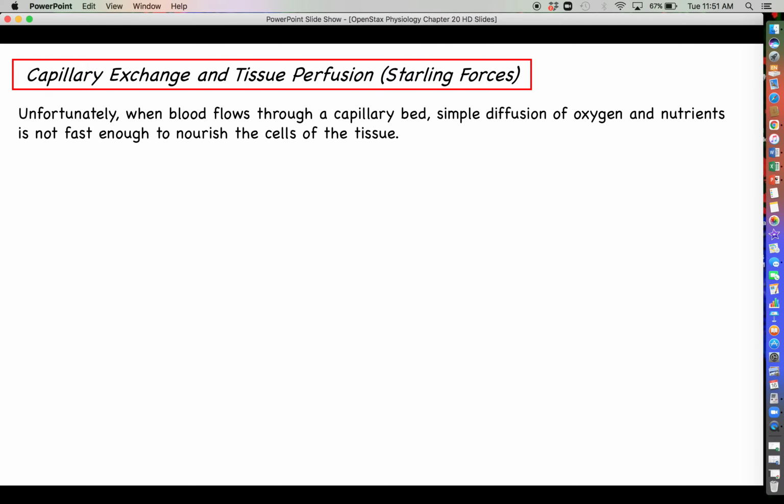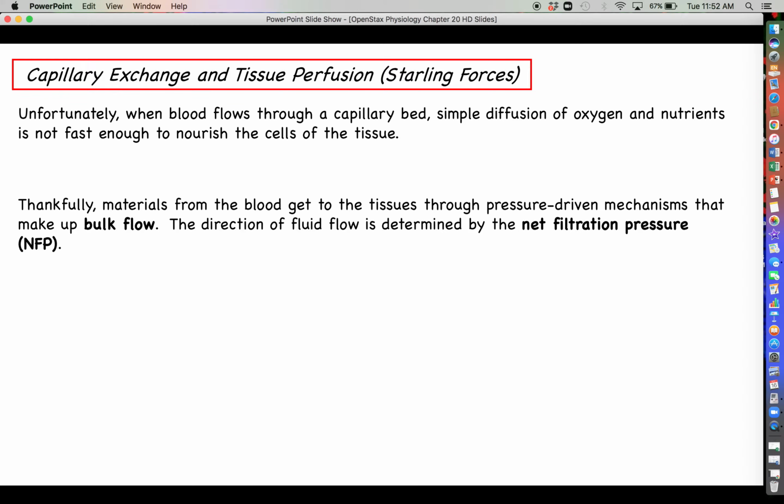It's not fast enough. Simple diffusion is a very, very slow and fairly random process, even when you have a concentration gradient. So the point here is that even though blood flow is going to slow down when you get to the capillary beds, it's not enough to rely on simple diffusion with concentration gradients. We need some other force to pull molecules from the blood into the interstitial fluid. So this is going to be where we introduce that force, which is called bulk flow.